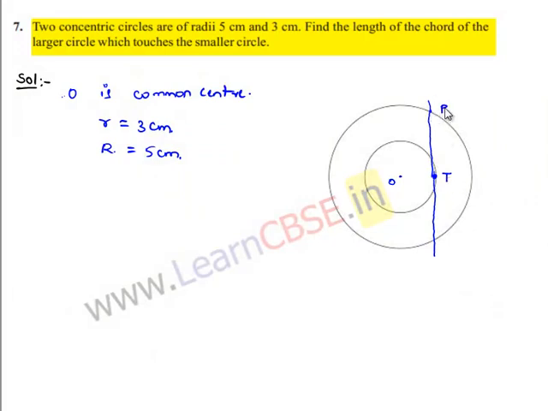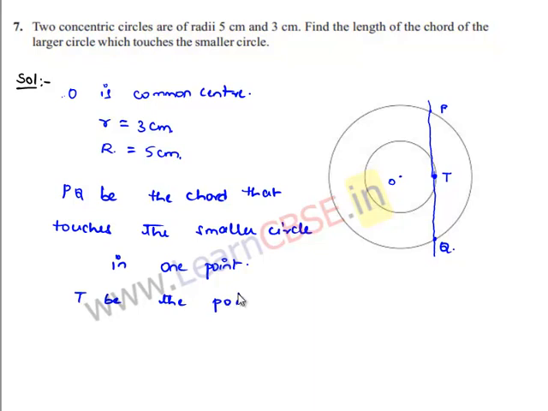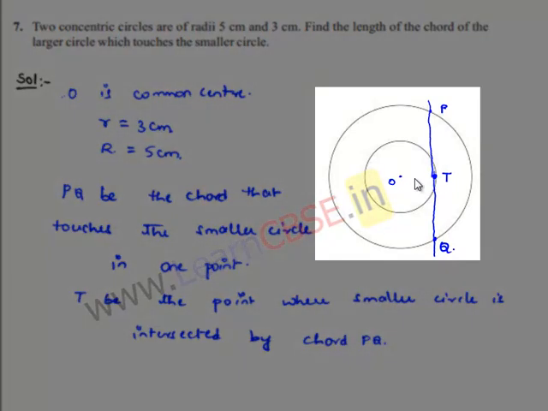and let PQ be the chord that touches the smaller circle in one point. Now, the point where the chord intersects the smaller circle be T. Therefore, T be the point where the smaller circle is intersected by chord PQ. Now let us join OT and also join OP and OQ.